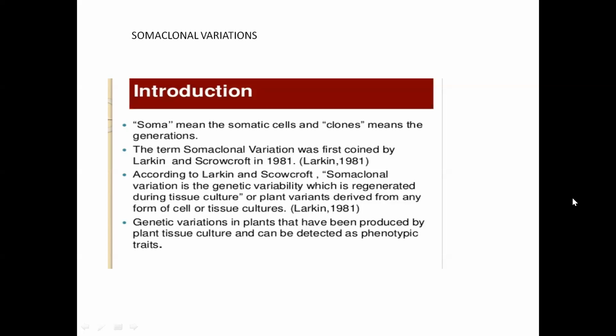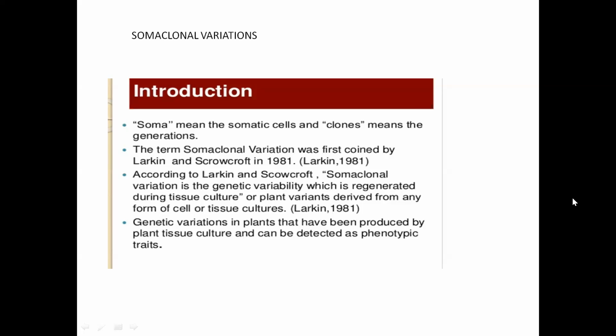So normally, naturally, you will not expect any kind of variation to occur because the parent plant and the plantlets which are regenerated from them both belong to the same genetic makeup. Both will be diploid. There is no sexual reproduction involved in this. There is no crossing over. So normally we should not expect any variations. But there are variations which are desirable variations.